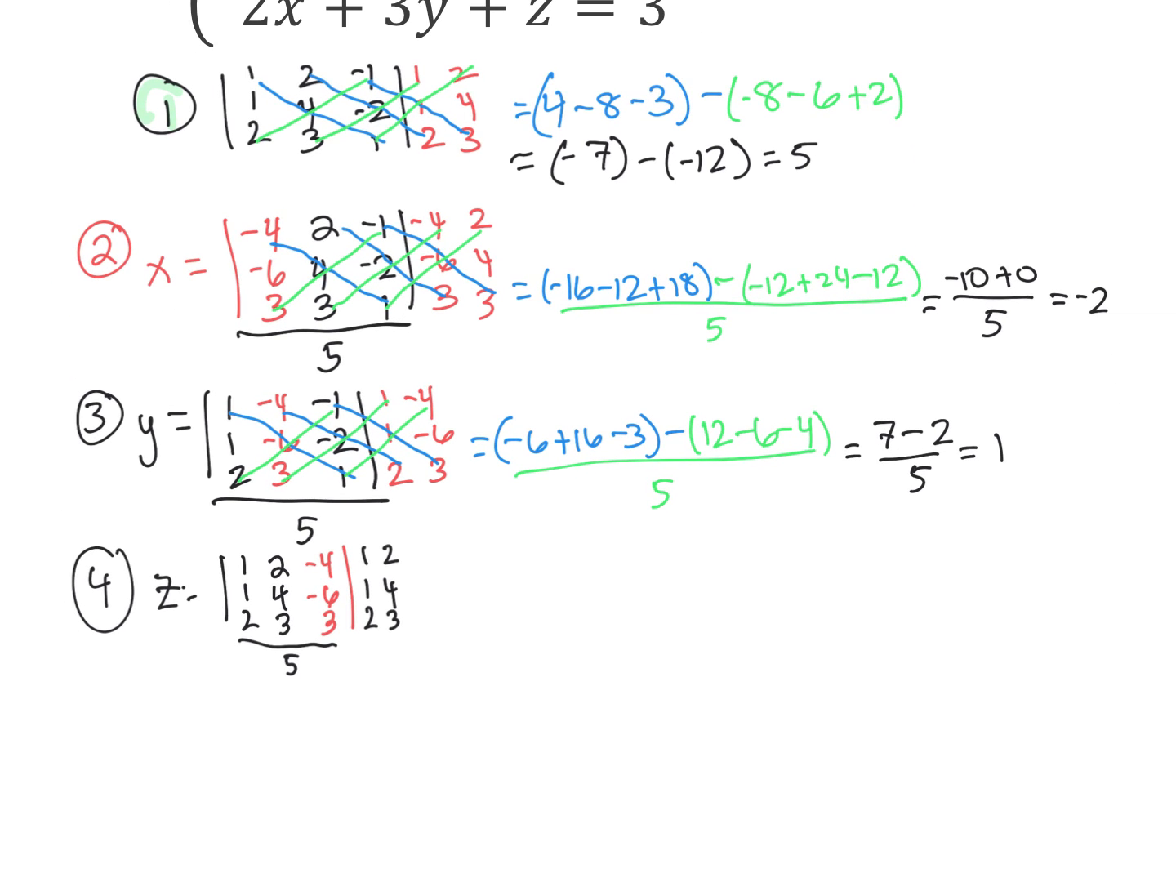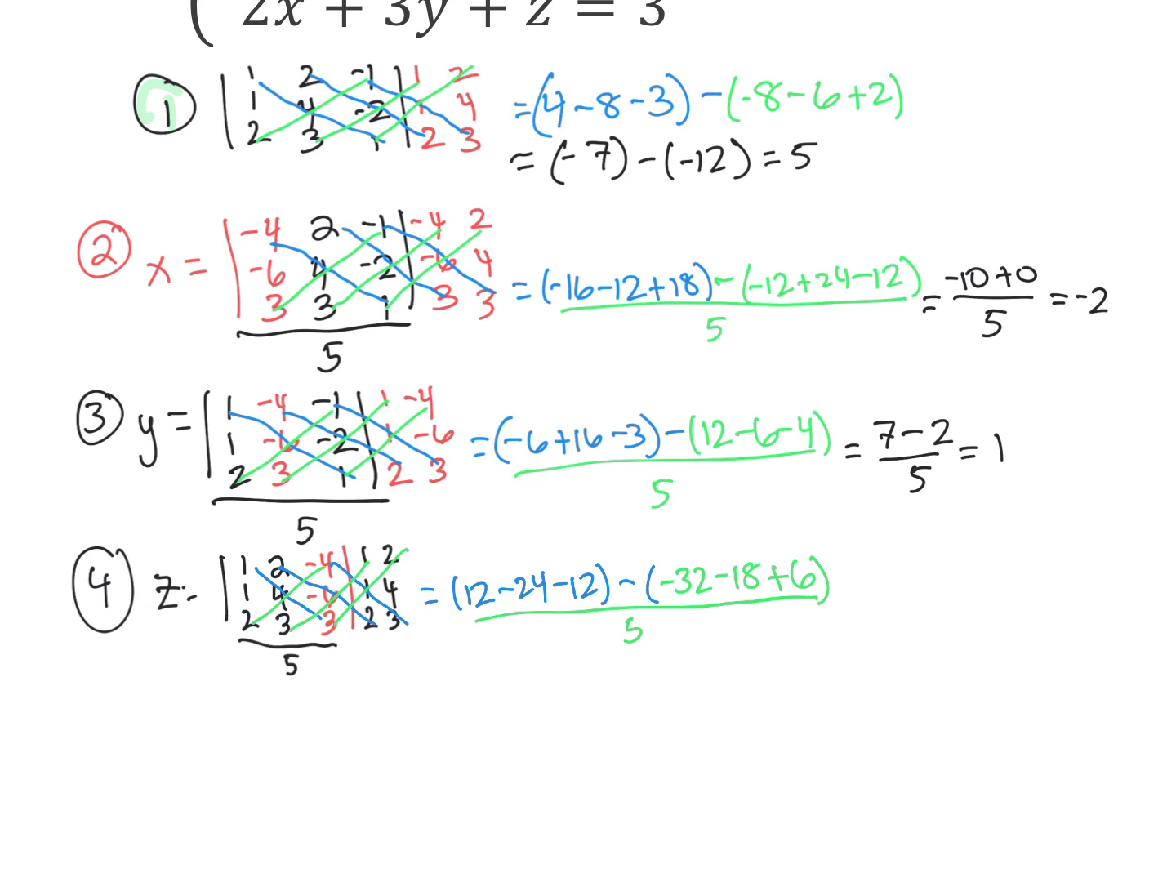And remember, our diagonals start in the top left. So 1 times 4 times 3 is 12. 2 times -6 times 2 is -24. -4 times 1 times 3 is -12. And we'll subtract the diagonals going from bottom left to top right. -32. 3 times -6 times 1 is -18. 3 times 1 times 2 is 6. And this is all divided by our determinant from step 1, 5.